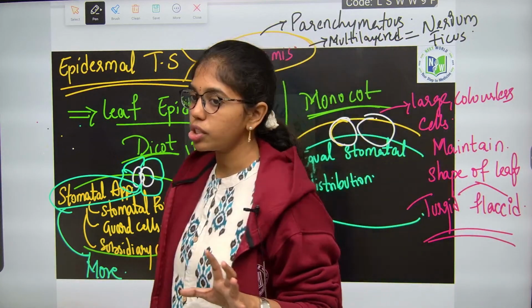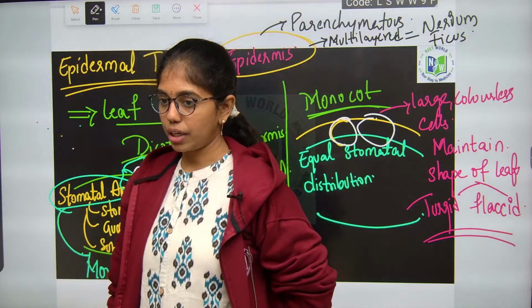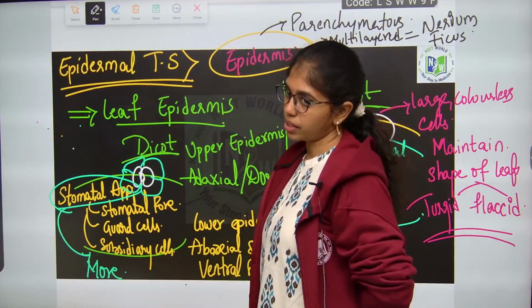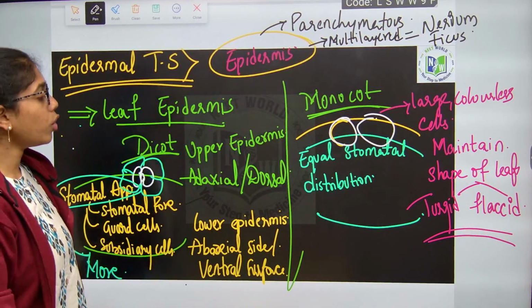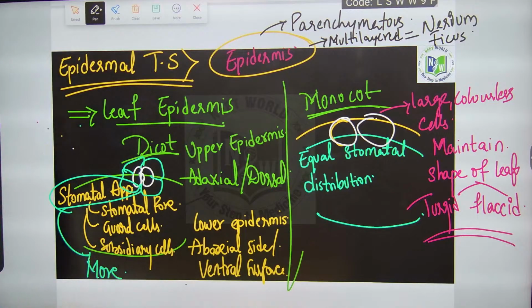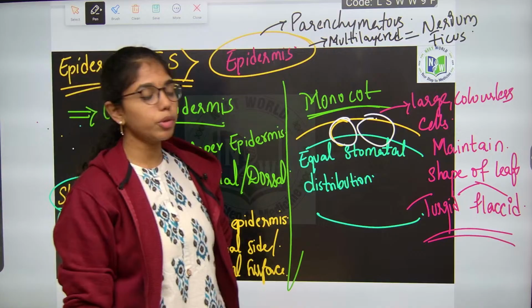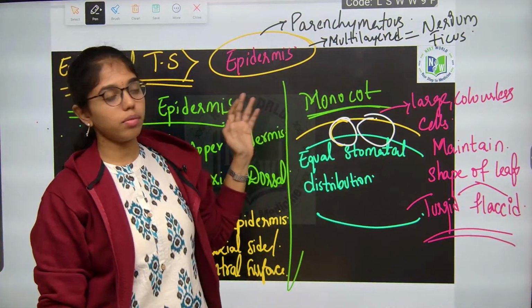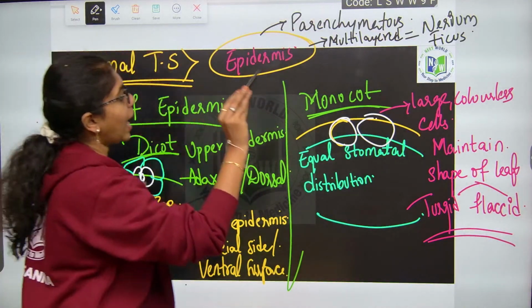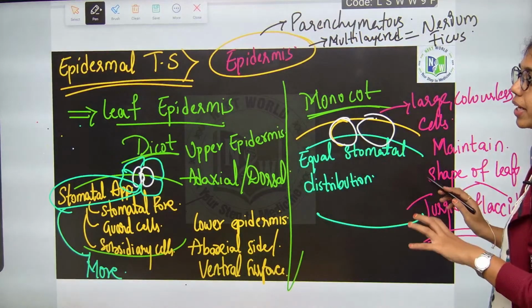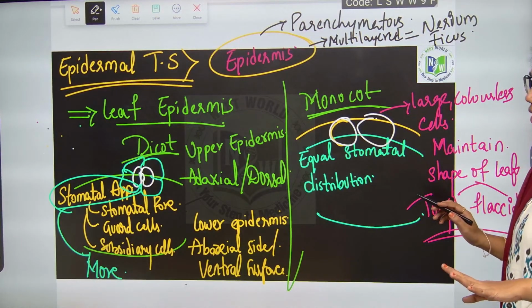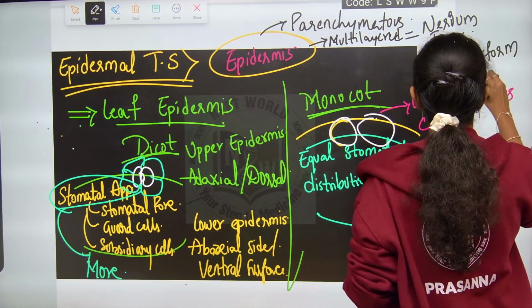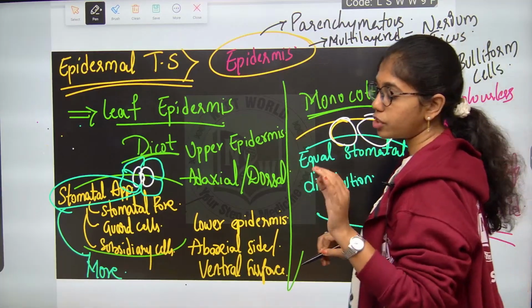What are the epidermal structures you can see over here? Stomatal apparatus includes stomatal pore, guard cells and subsidiary cells. More stomata are present in the abaxial surface. And a few of the leaves can also have cuticle coating over it. Monocots will have equal stomatal distribution on the two surfaces. Apart from stomatal appendages, what do you see more? Bulliform cells. These bulliform cells are large colorless cells. They will maintain the shape of the leaf both in flaccid and turgid conditions. What are these cells? Bulliform cells.